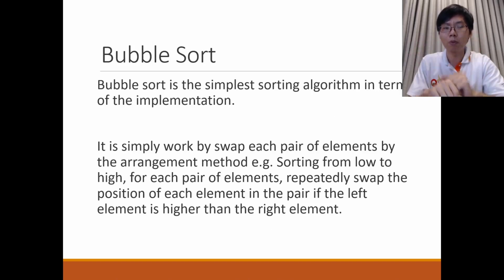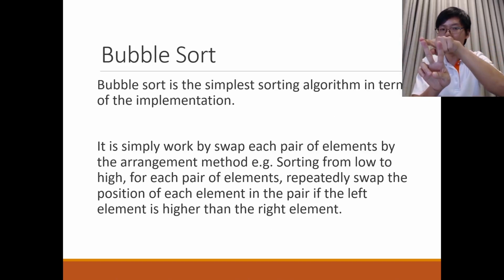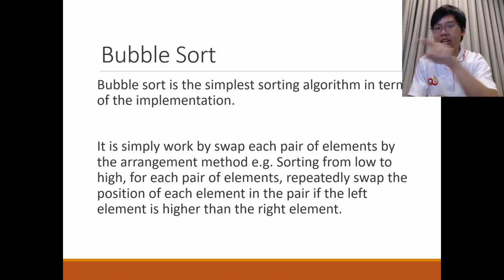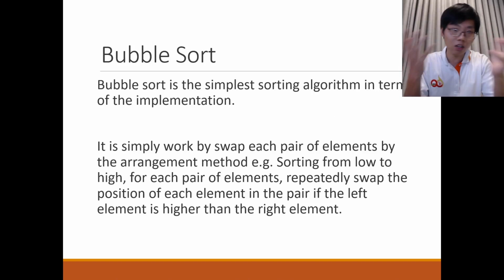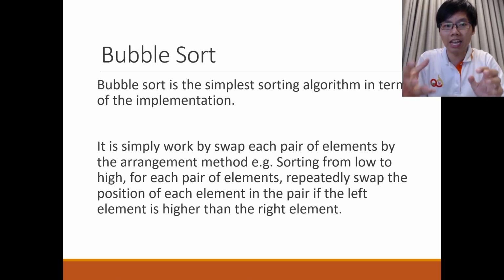Okay, that's simple. Then you go to the next pair, maybe 3 and 2. 3 is still higher than 2, so you swap. You keep doing this until the end of the array, and then you do it again and again until you cannot swap at all. If you cannot make any swap, then the algorithm is done.